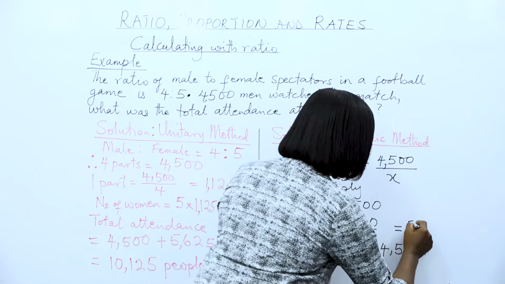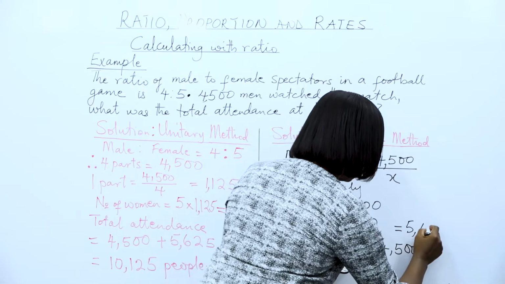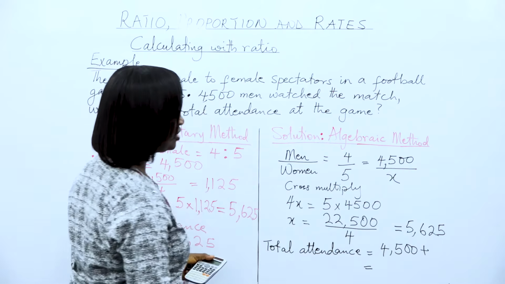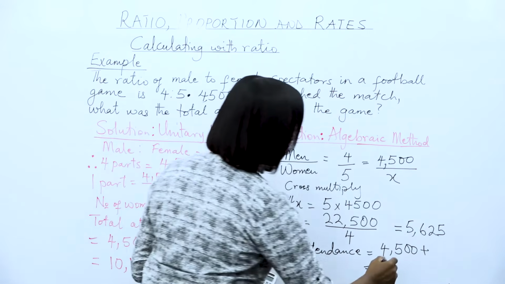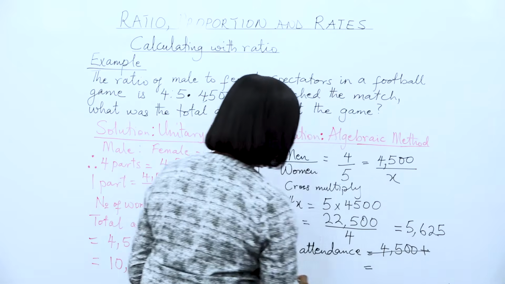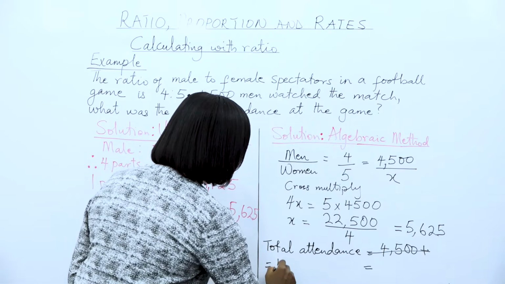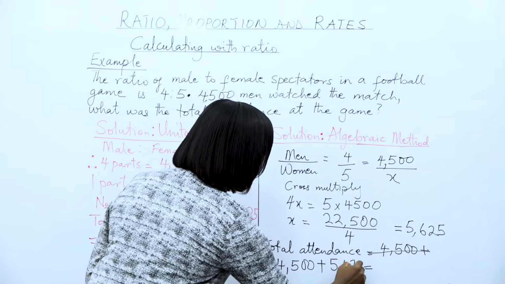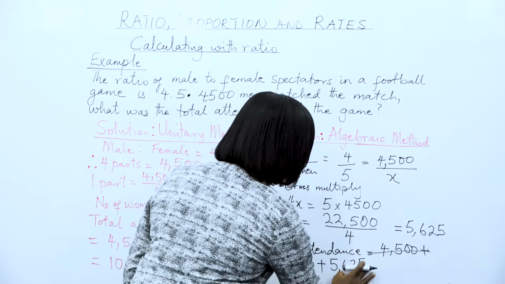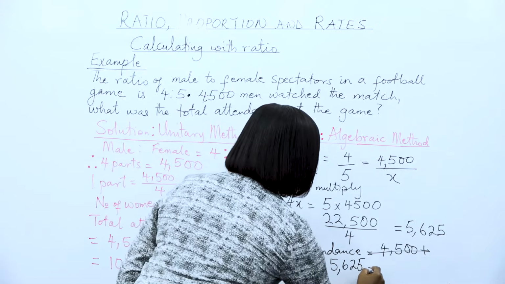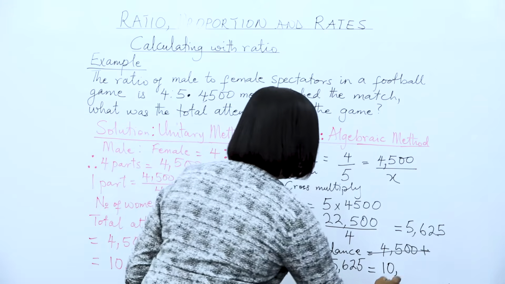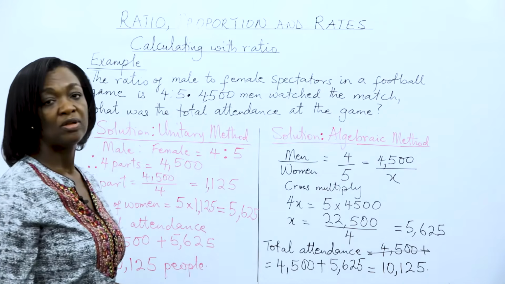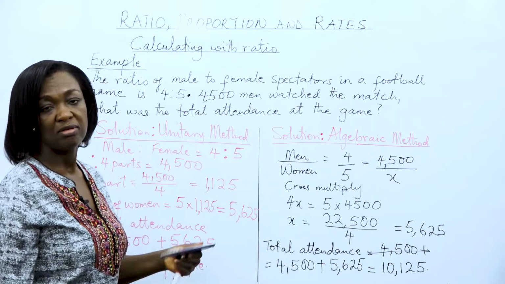So we have 5,625 women. So the total attendance, that will be, let's write it here, 4,500 plus 5,625. And that will give us 10,125 people. So whichever method you find easier, stick to it.